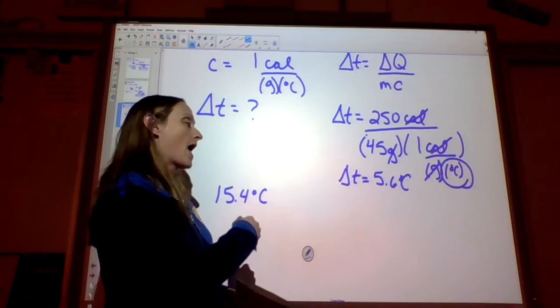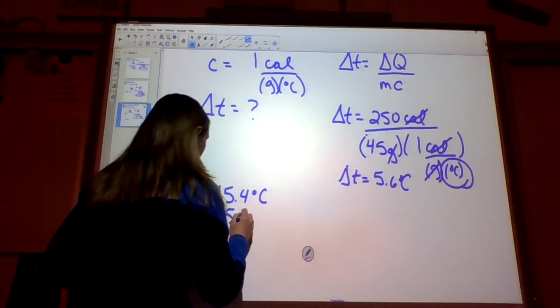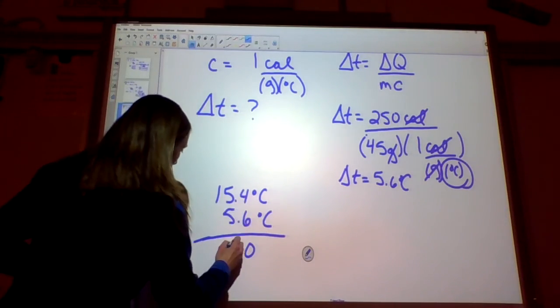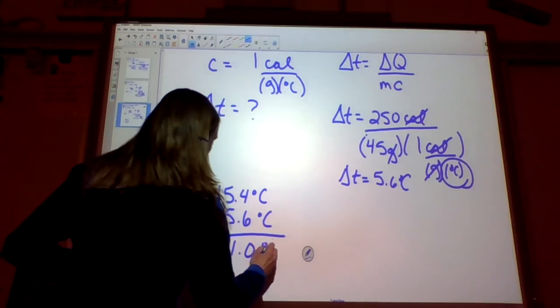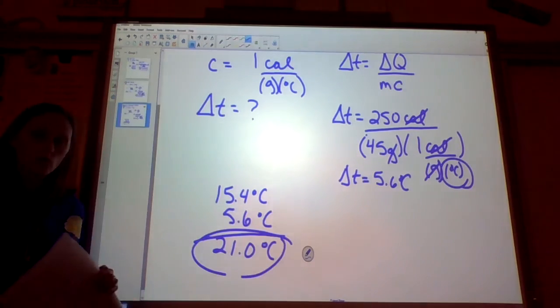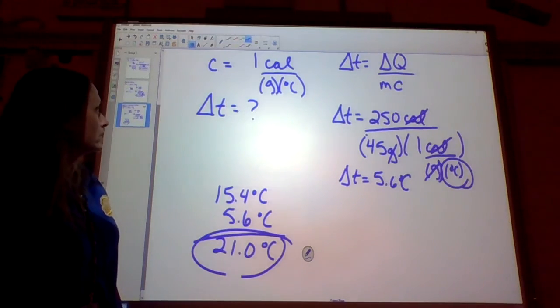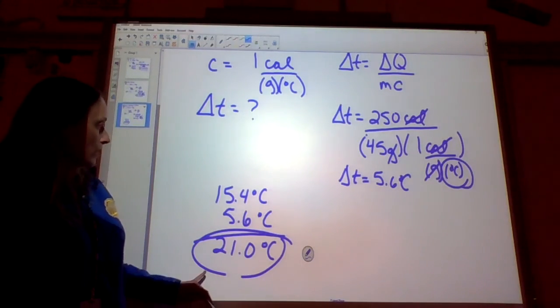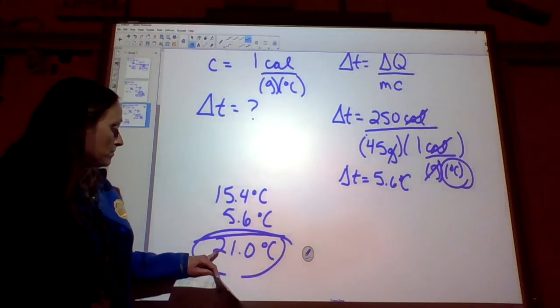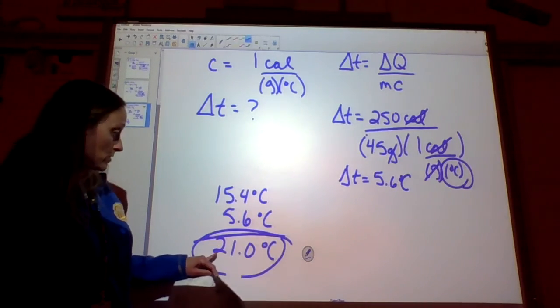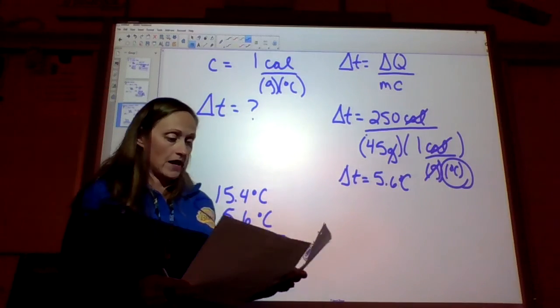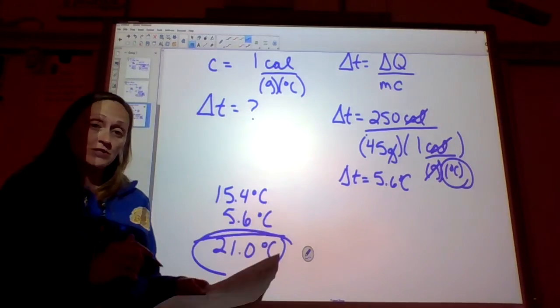So that means we're going to add 21 is going to be 21 degrees Celsius. Okay, so that is going to be our ending temperature or final temperature. So number 5 is going to be a model for number 6.